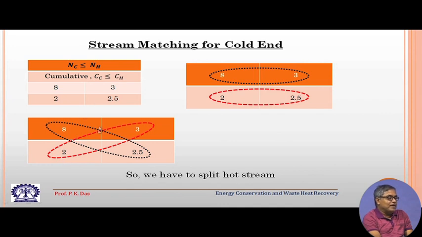You see, this side is the hot side, this side is the cold side. So, this match is not acceptable. This match is acceptable, 8 is higher than 2.5. So, this match is acceptable, but this match is not acceptable. So, this match is not acceptable and this match is not acceptable. So, without stream splitting we cannot have any answer in this case.